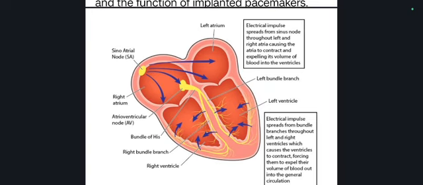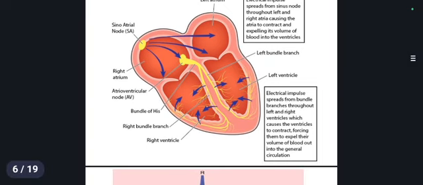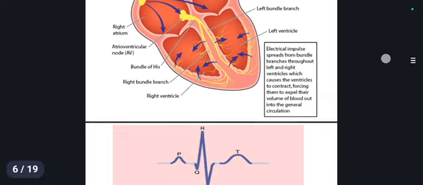The electrical impulses spread from the SA node throughout the left and right atrium, causing the atria to contract and expel their volume of blood into the ventricles. Electrical impulses spread from the bundle branches throughout the left and right ventricles, which causes the ventricles to contract, forcing them to expel their volume of blood out and into the general circulation. This is the overall conduction system of the heart.